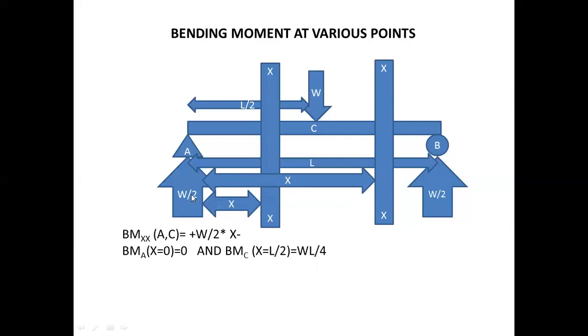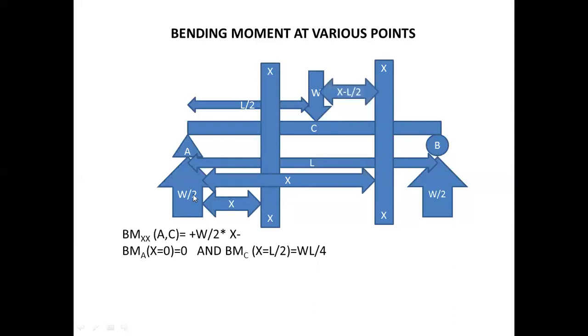One is W by 2 upward and there is W at the point C downward. These two forces will produce the bending moment about the section XX. Now again, W by 2 will produce clockwise movement, and this W will produce anti-clockwise movement.